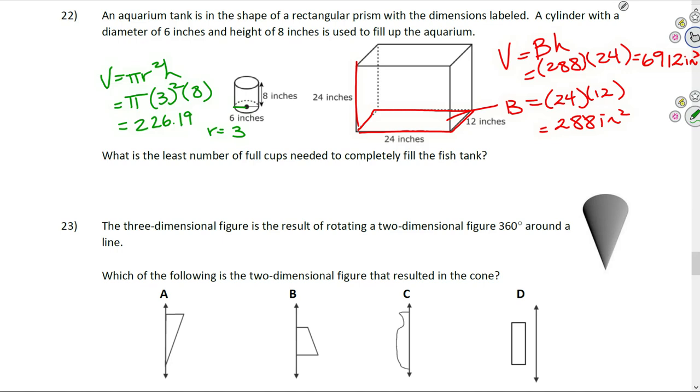So if I fill this up to see how many cups of volume 226.19 fit inside my 6,912 cubic inch aquarium, dividing these, I find that it is 30.56, which rounds up to be, I need my 31st cup.